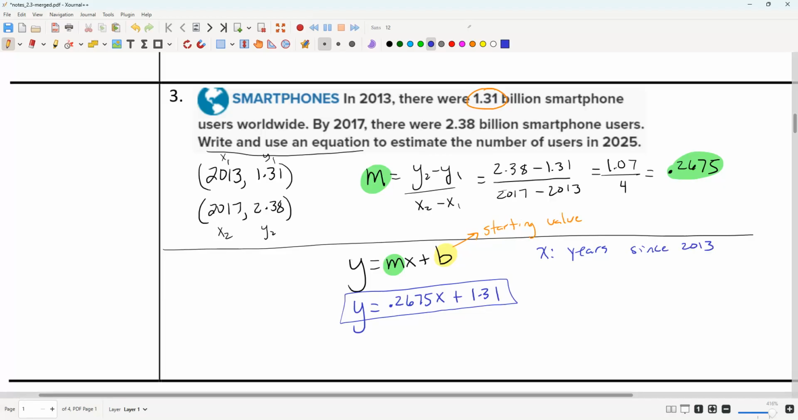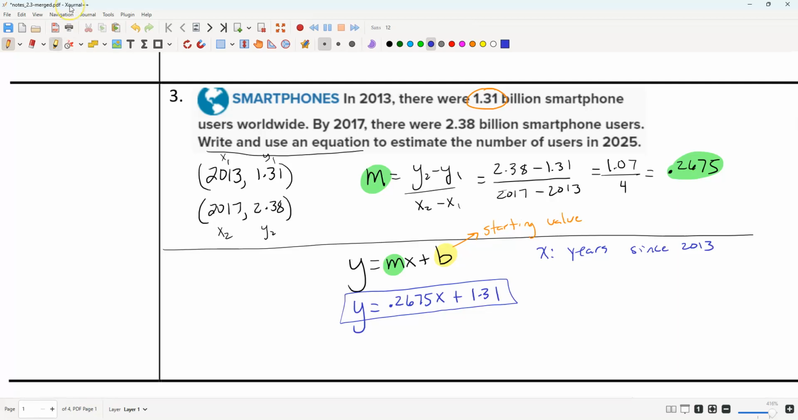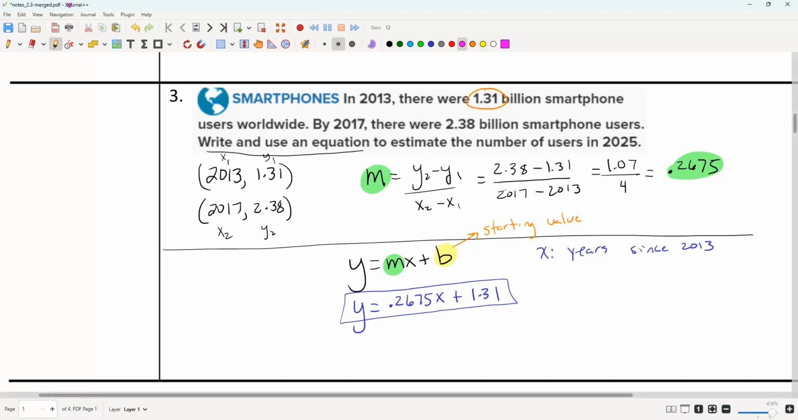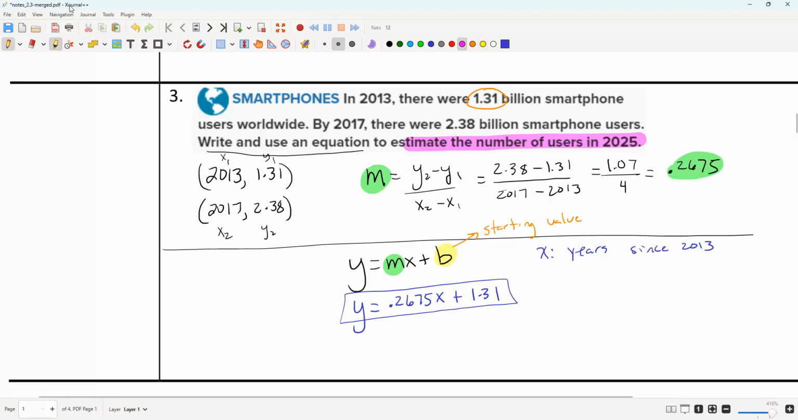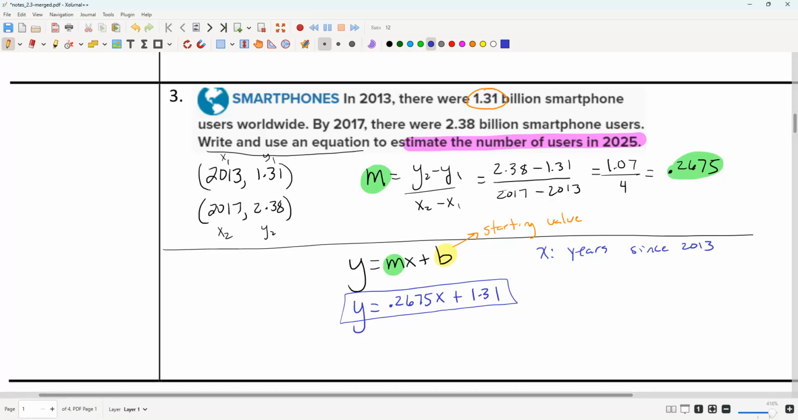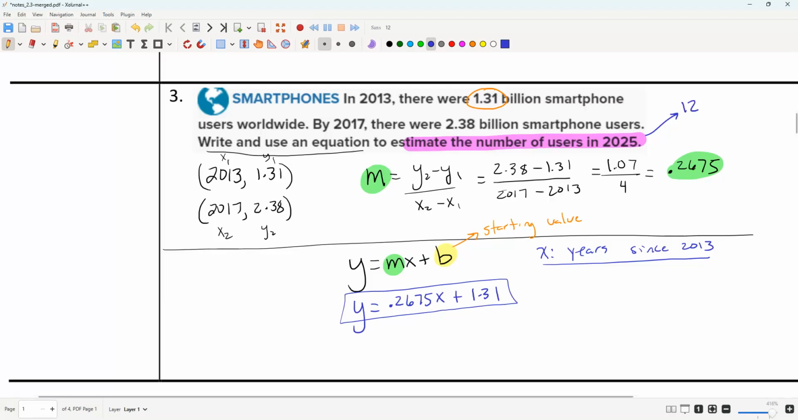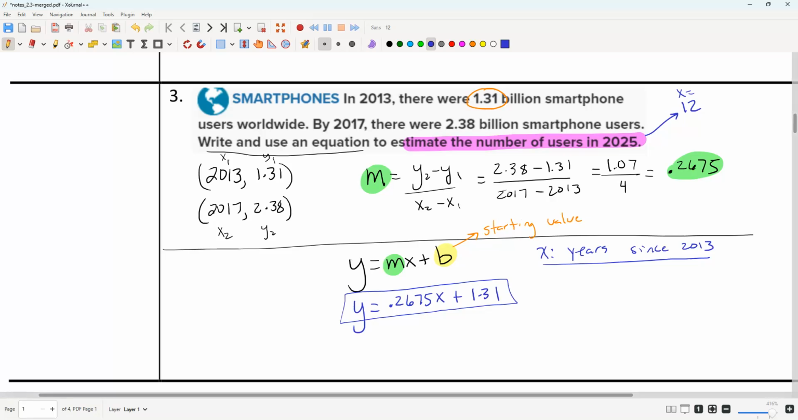2013. Since we chose our starting value to be 2013, then we're going to say x is the amount of years past that time, right? So then if we look at the follow-up question, it says estimate the number of users in 2025. Since we started at 2013 and we defined x as the years since 2013, we'd have to ask ourselves, well, how many years has it been since 2013 if we're in 2025? Well, that would have to be 12. So we'd have to say x equals 12 for 2025. So if we wanted to answer that question, then we could just substitute 12 in for x.